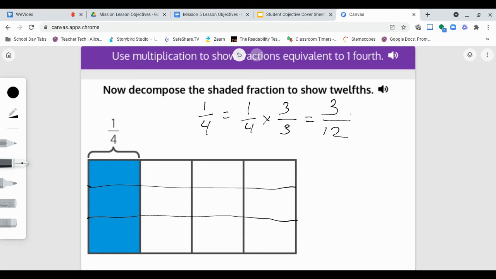Now I just go, well, 1 times 3 equals 3. 3 twelfths, right there. So with both these problems, I have shown that 1/4 is equal to 2/8 by using the area model and multiplication. And with this one, I showed that 1/4 was equal to 3 twelfths by drawing it on the area model and using multiplication. This is what you're going to be doing in this lesson. Good luck on your math fraction journey.